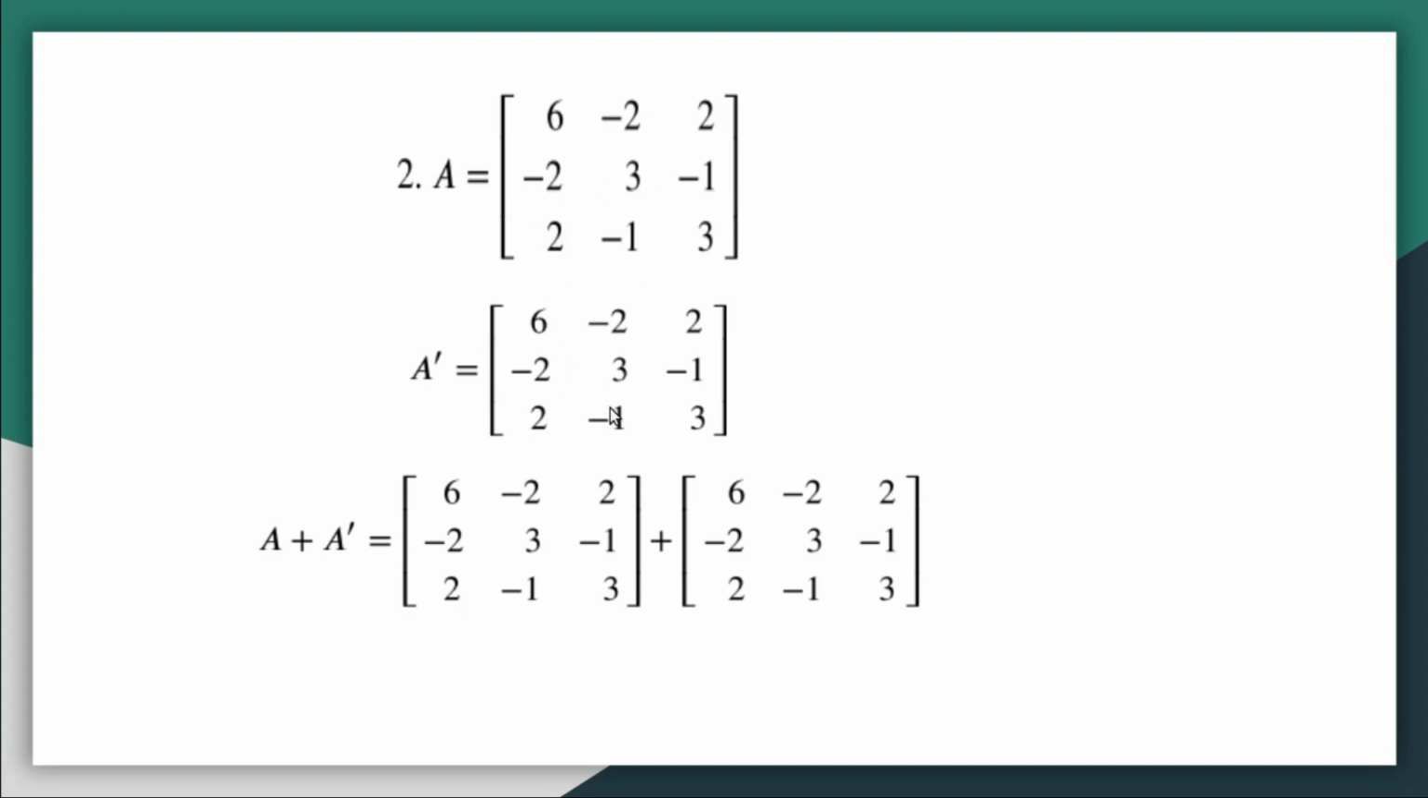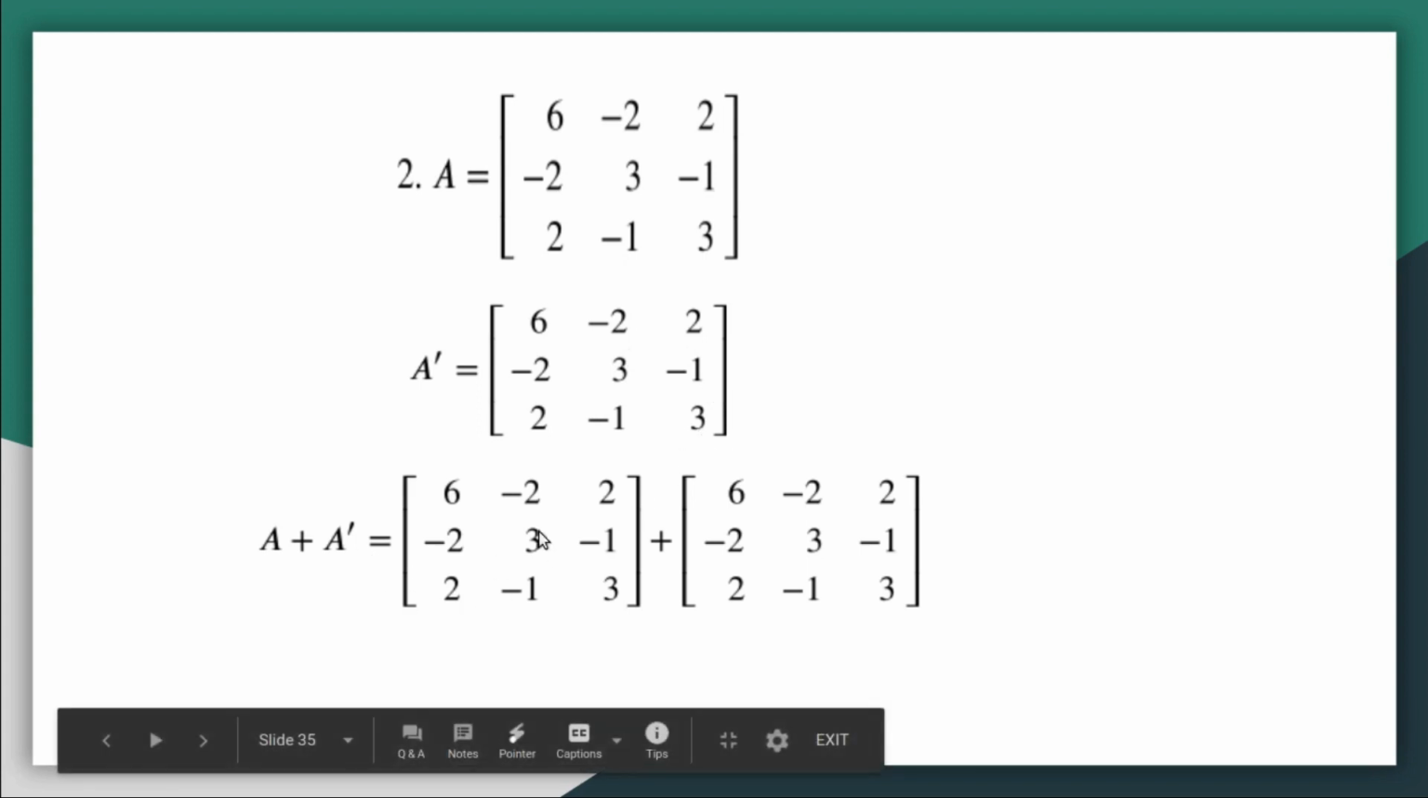Second row becomes second column. So second column is minus 2, 3, minus 1. Third column is 2, minus 1, 3. Now A plus A transpose, write A plus A transpose.